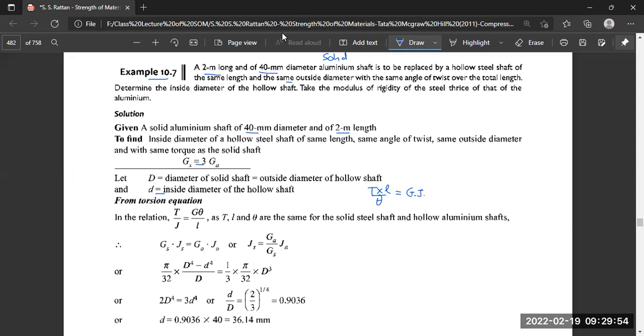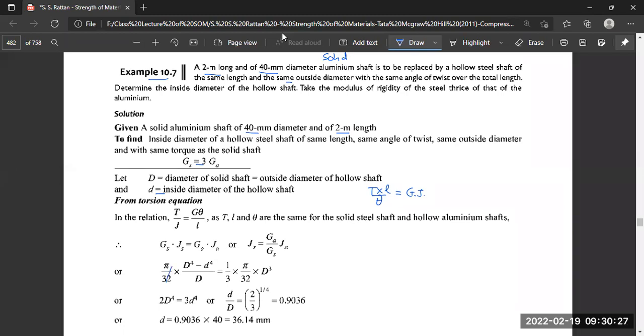Thus, if we put the value of the polar moment of inertia here, it is equal to pi by 32 into capital D to the power 4 minus small d to the power 4, because the steel shaft is hollow, and capital D is the outer diameter of the steel shaft and small d is the inner diameter of the steel shaft. And this is equal to 1/3, the relation between GA and GS, into pi by 32 into D to the power 4, where D is the diameter of the aluminum shaft, because we know that the outer diameter of the aluminum shaft is equal to that of the steel shaft. So we have got this relation.